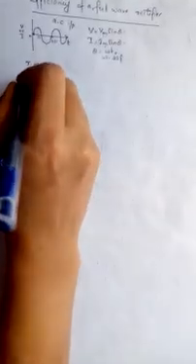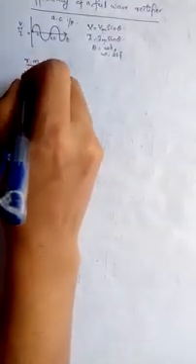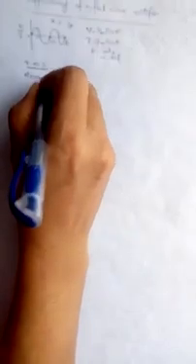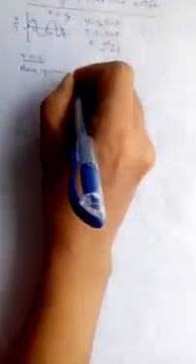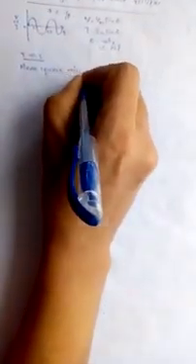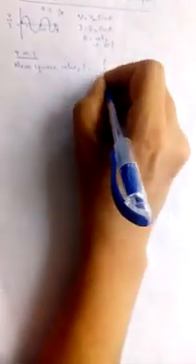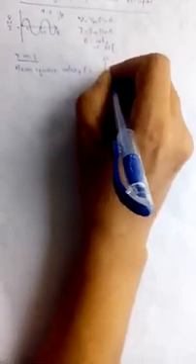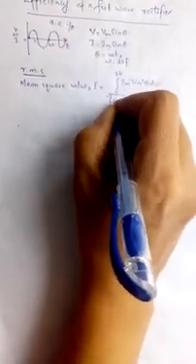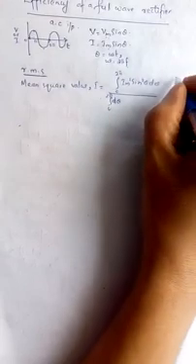So first of all, we can find out the mean square value. We can find the mean square value of current using the equation: I squared is equal to integral 0 to 2 pi Im square sin square theta d theta divided by integral 0 to 2 pi d theta. So now we can find out the integrals.